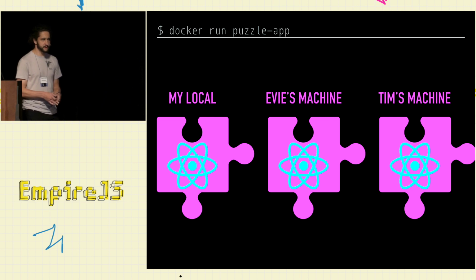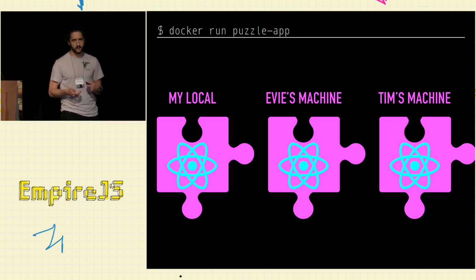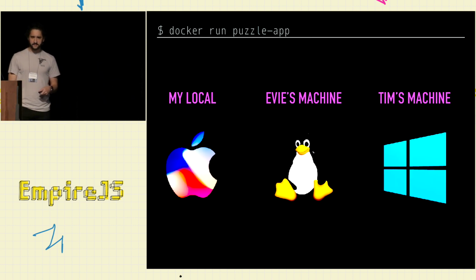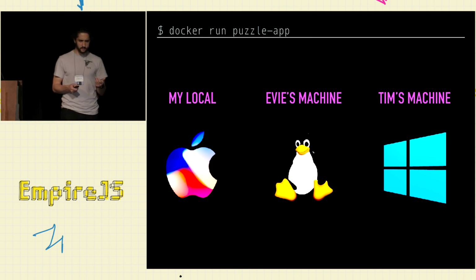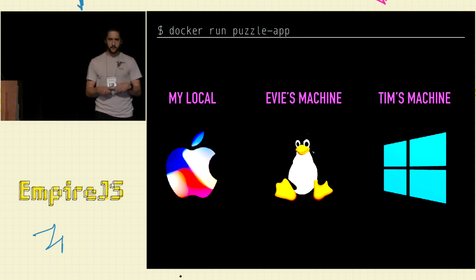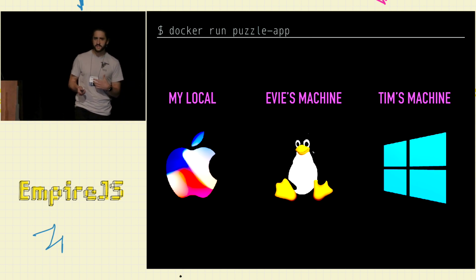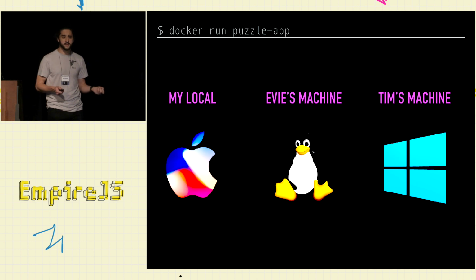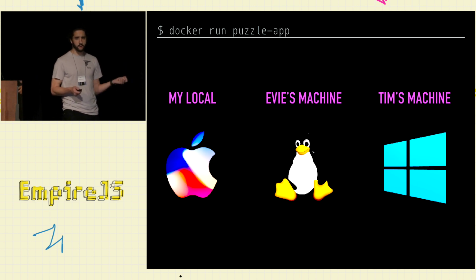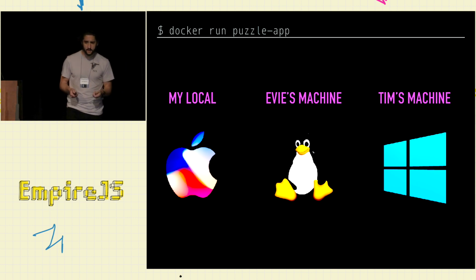So a second ago, I mentioned that any of my colleagues could be running my container on any environment. And what I really glossed over was the fact that they're all running on different operating systems. The power of Docker is that we can run our application really wherever. So in this case, I might be running on an OS X machine, Evie may be running on a Linux machine, and Tim might be running on a Windows machine.